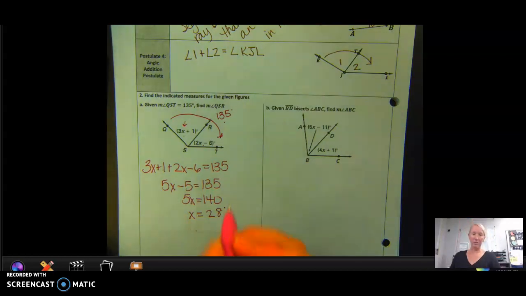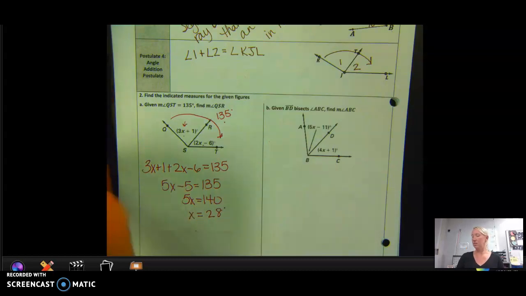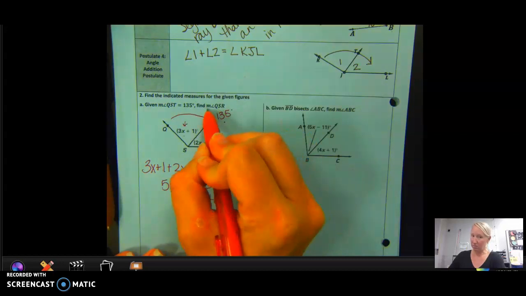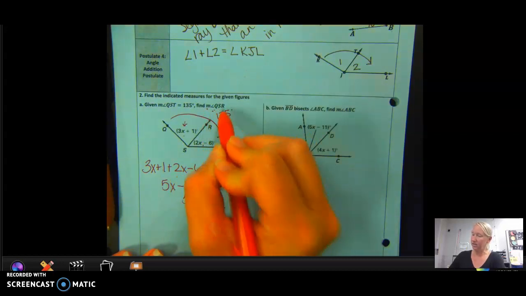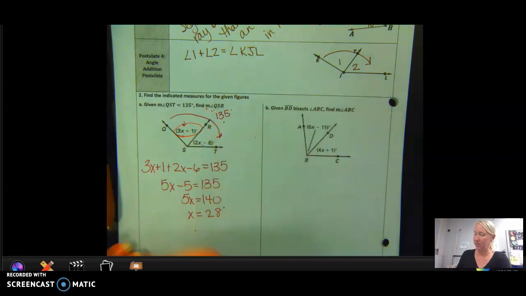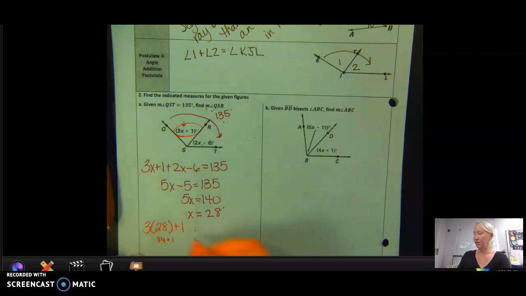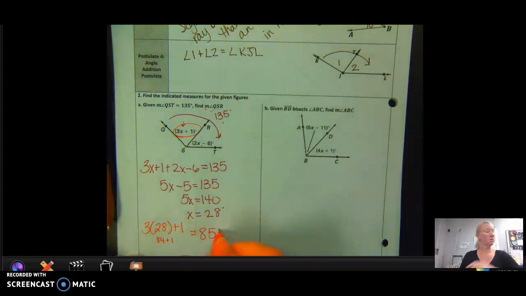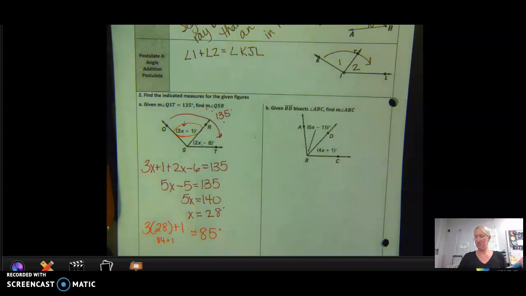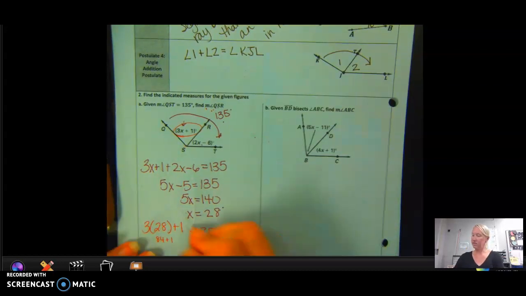That is not what it wanted me to solve. What it wanted me to solve is actually to find the measure of angle QSR, so Q to S to R, so this guy. So now I'm going to take that 28, I'm going to plug it in. 8, 16, 24, and 60 is 84. I hope I'm doing the math right. Should probably check it on a calculator since this is being recorded. Yep, 84 plus 1 is 85 degrees.